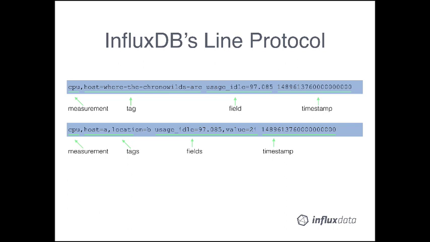This next example shows how to include several tags and several fields in line protocol. The two tags, in this case host equals A and location equals B, occur right after the CPU measurement, and they are comma separated. The multiple fields, in this case usage idle equals 97.085 and value equals 2i, occur after a white space, and they are also comma separated. The i after the 2 indicates that 2 is an integer. InfluxDB assumes that all numerical field values are floats unless you include a trailing i on the value.